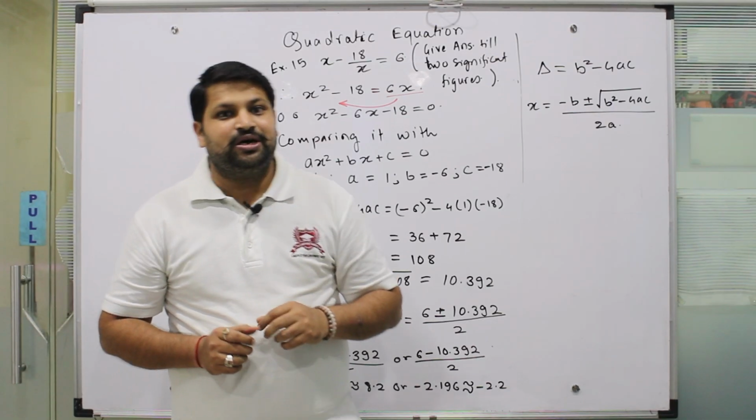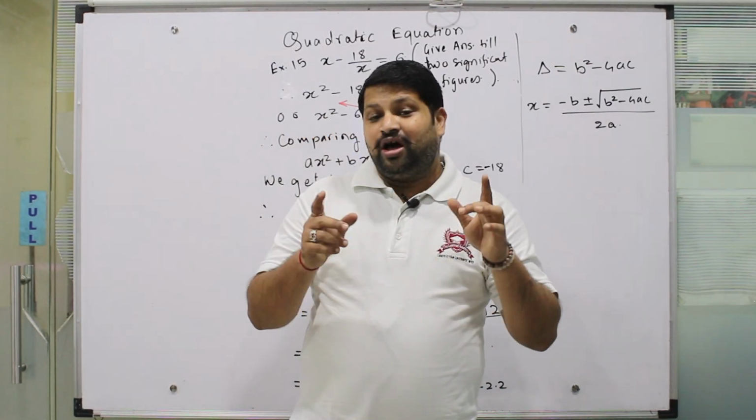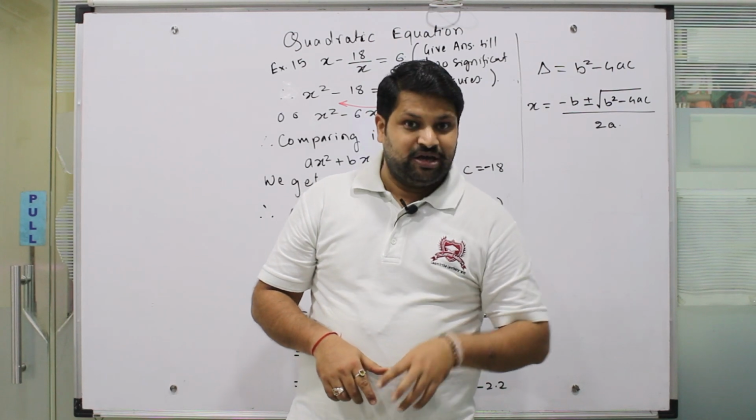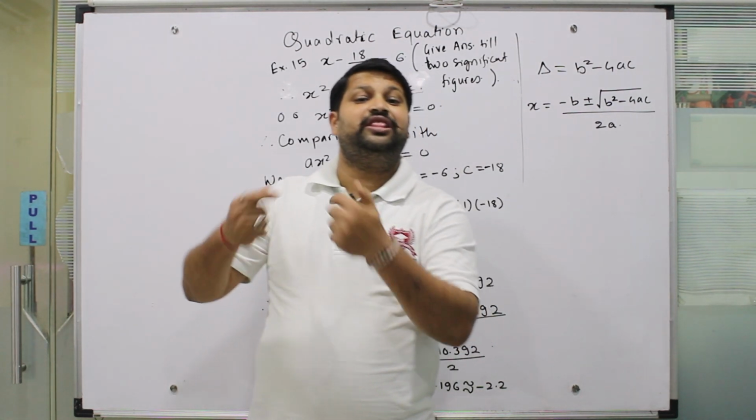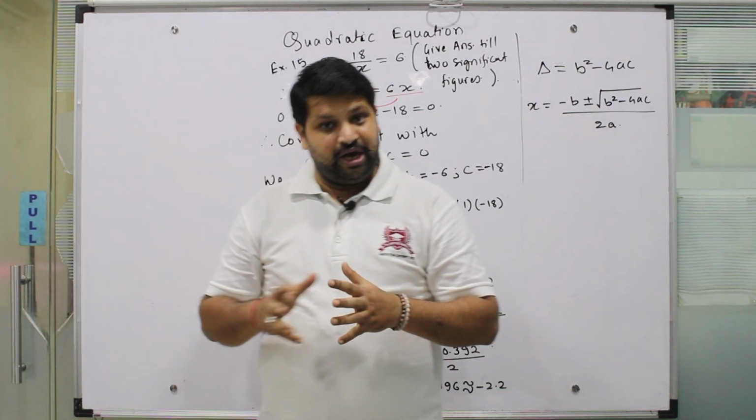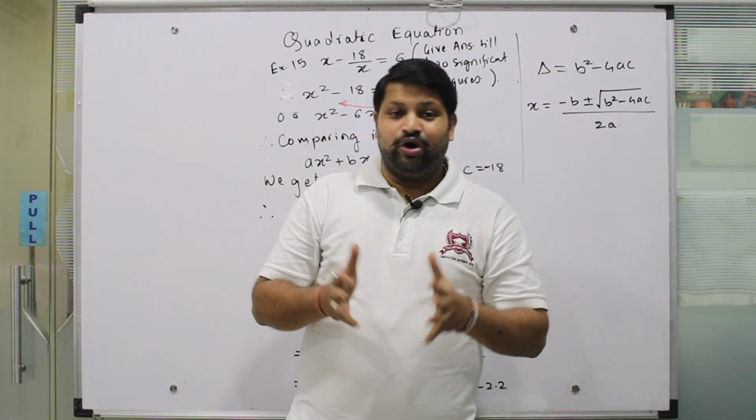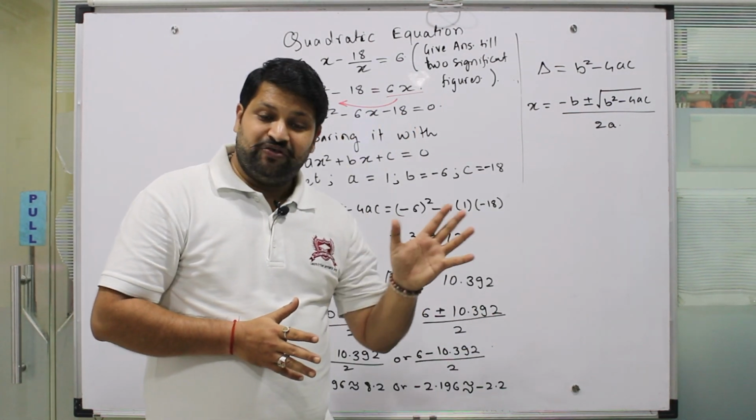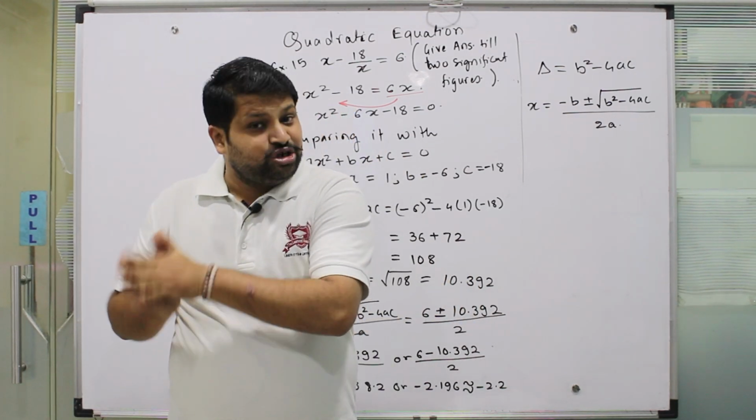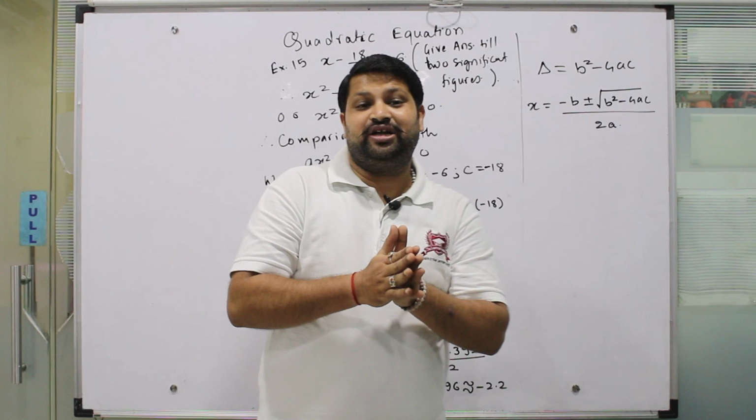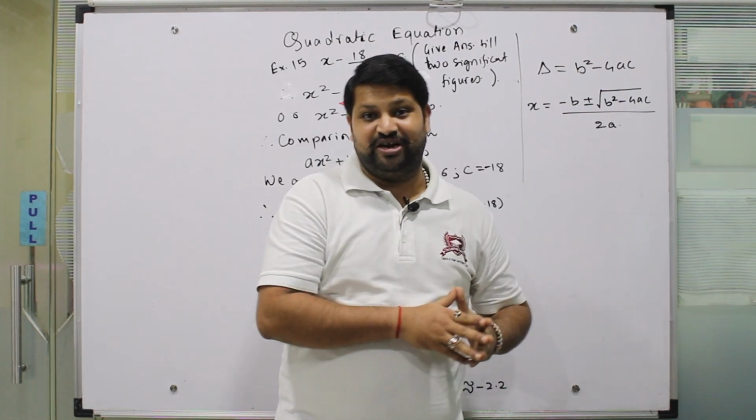Now, it is a bit strange that the given equation is not quadratic on its own, but what are we going to do? We are going to convert it into a quadratic equation and then solve it. So we'll start solving an equation which is not quadratic on its own, but we convert it into a quadratic equation, solve it and get the final value.